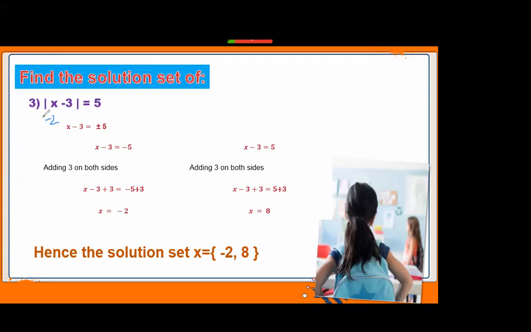If I put x value 8 over here, we get mod of 8 minus 3. 8 minus 3 is 5. So mod 5 is equal to 5. That means our solution set is perfectly correct. You can check your answers as well. I hope that these three questions are clear.